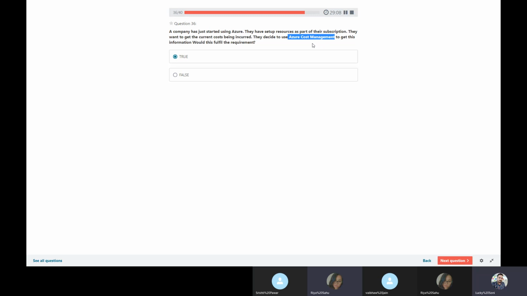Pricing calculator is basically the cost only, not the incurred cost. The TCO, total cost of ownership, is for the migration from on-premises to Azure. So all three are different services, with different scenarios. But this is the correct answer: Azure Cost Management is going to help you identify the incurred cost. That is going to let you know the monthly cost.